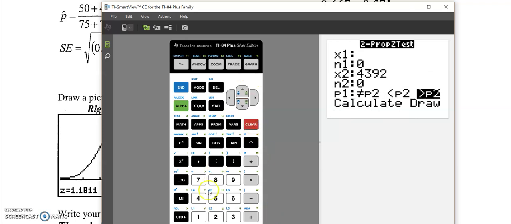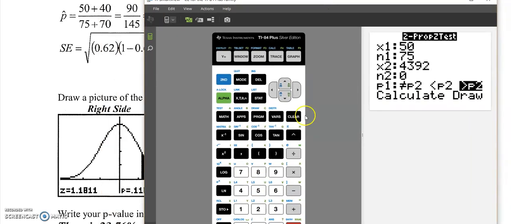So the first fraction was 50, so x1 is 50. Enter. N1 is 75. Enter. And then the second fraction is 40, so x2 is 40. N2 is 75. Oh, sorry, 70. And then we're going to choose not equal to. And then you can go to calculator draw.